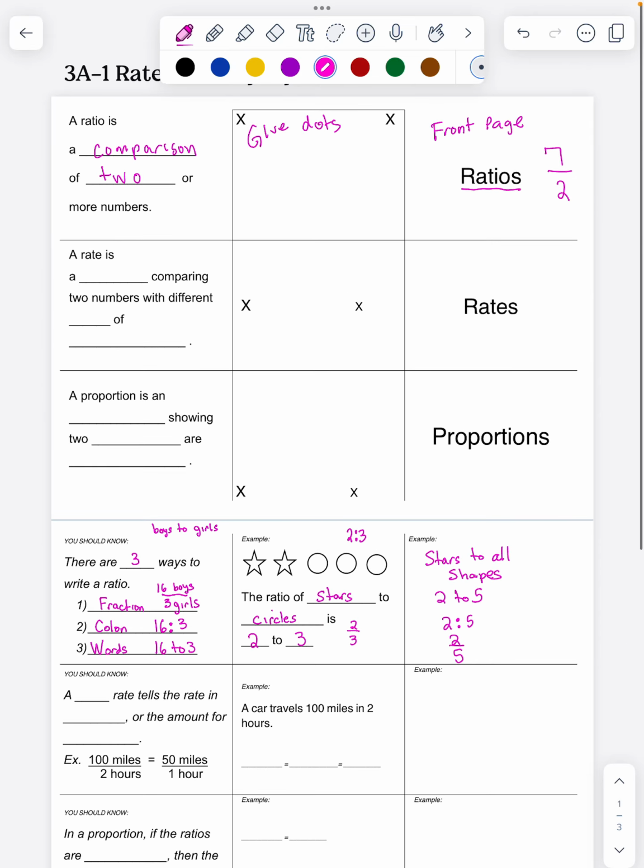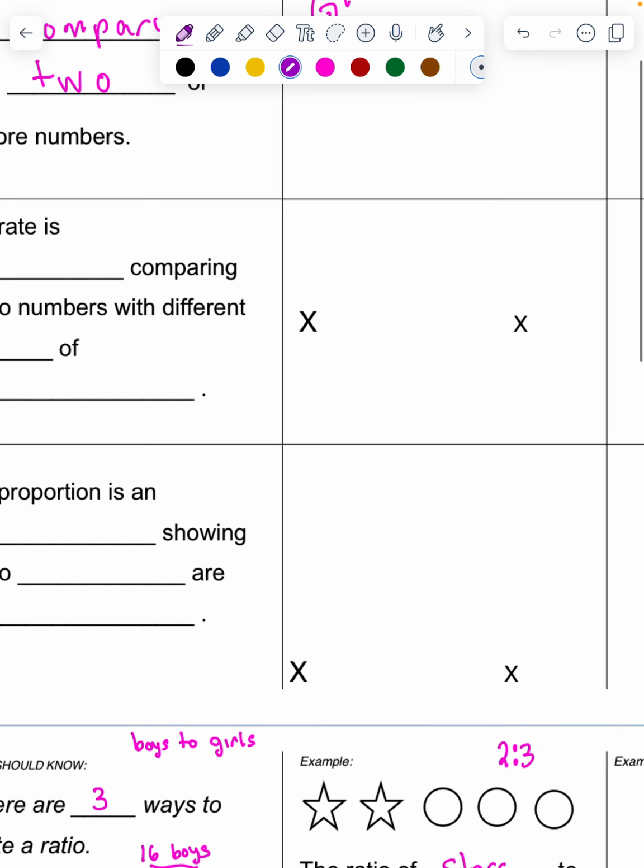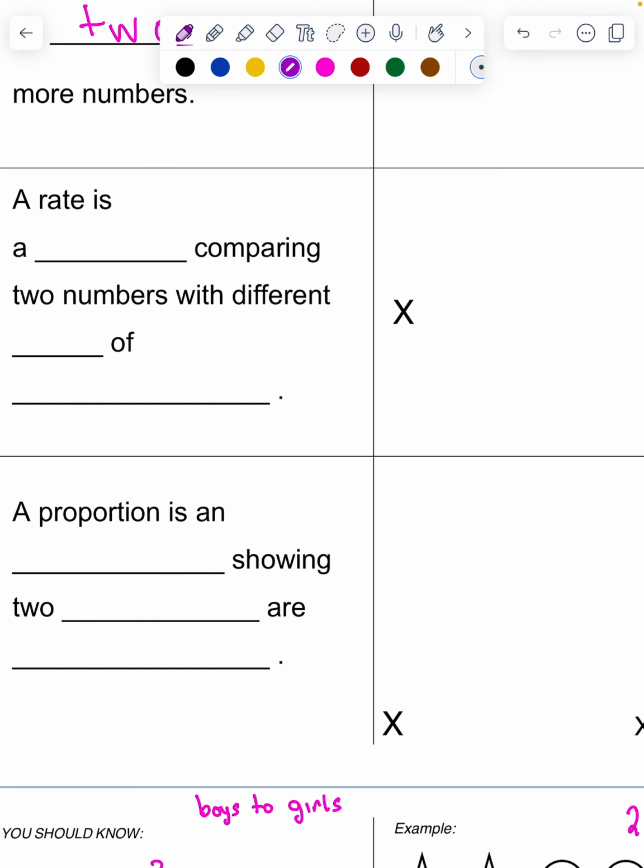So we know about ratios. They're a comparison of 2 or more numbers, and there are 3 ways to write ratios. Now we are going to talk about rates. A rate is a ratio comparing 2 numbers with different units of measurements.